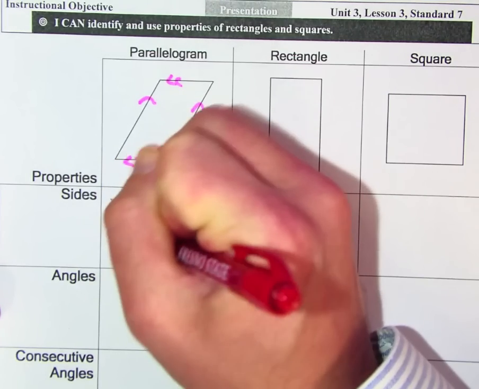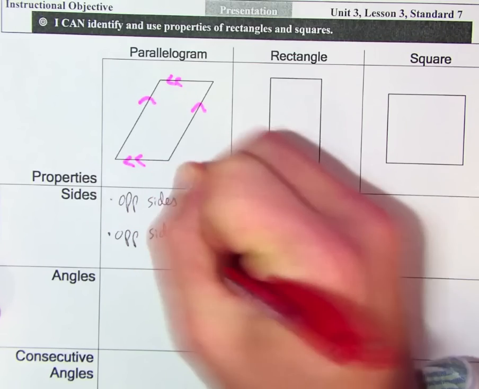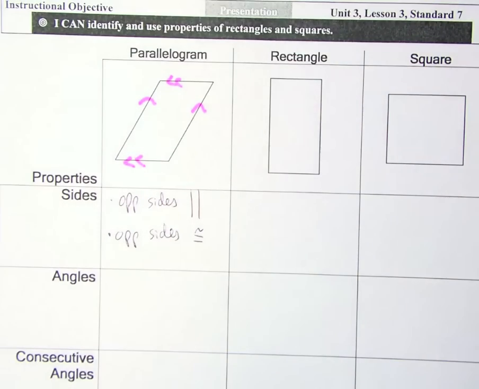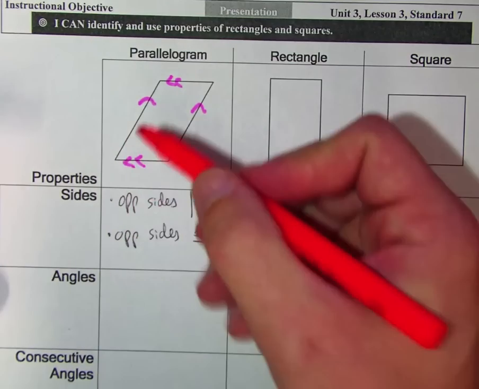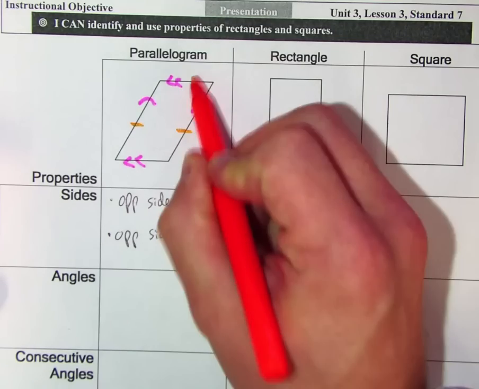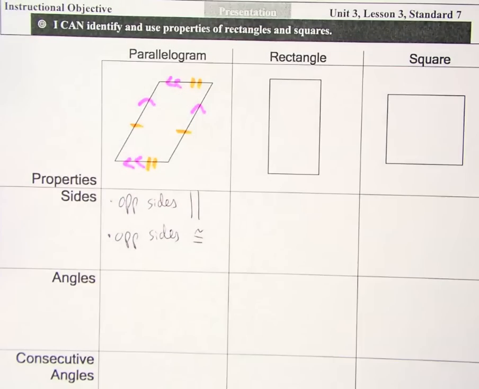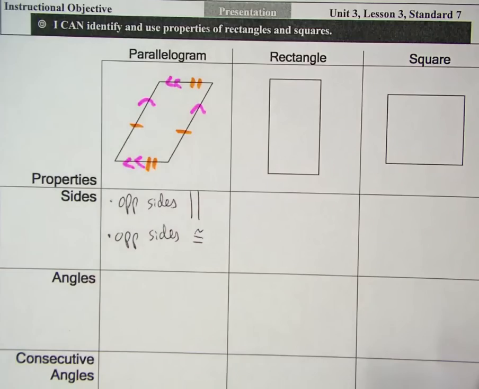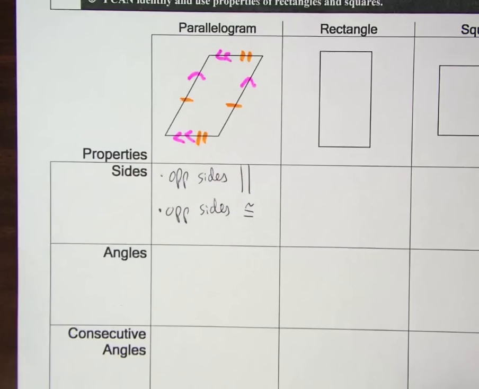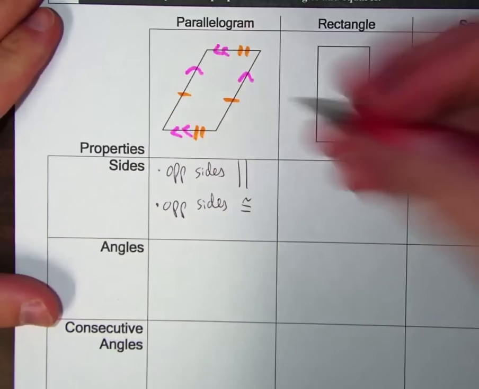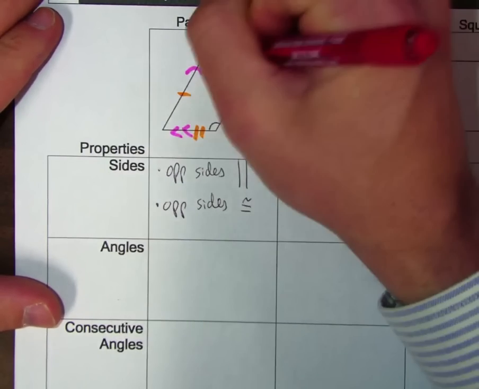And opposite sides are congruent. I can mark that. Tick, tick, double tick, double tick. Okay, we already know that about a parallelogram. Now the angles, we know opposite angles are congruent.